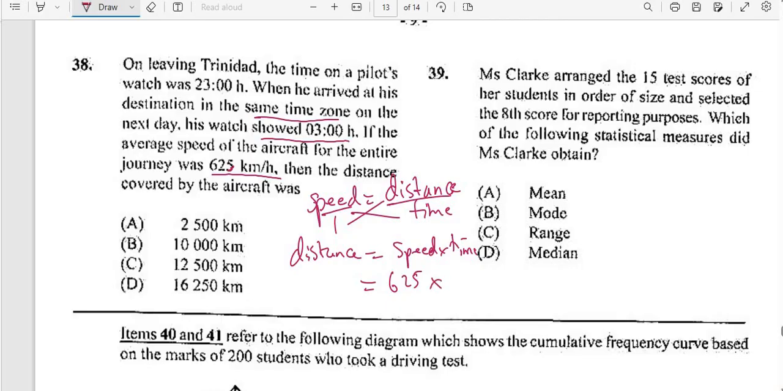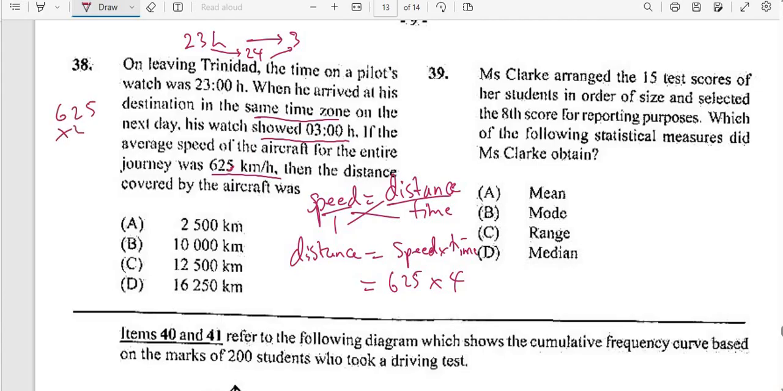And the time taken: to move from 23 hours on the clock to 3 hours on the clock, you have to get to 24 hours first, right? Because it's a 24-hour clock that we're looking at here. And then you start counting from 1 after that. So to get from 23 to 24, 1 hour would have passed. And that's like 12 o'clock. Then you go to 3 o'clock. From 12 to 3 o'clock is 3 hours. So 1 plus 3, which is 4 hours, would have elapsed. So we're looking at 4 times 625.